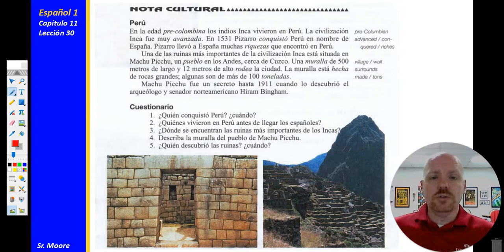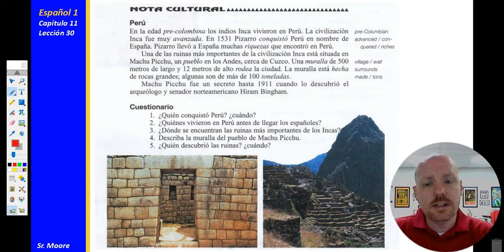We've been talking about the cultural note there in your textbooks. Make sure that you are going through and reviewing this. We've translated this into English for you already in a previous lesson, but make sure that you can answer these questions. Let's look at número 4.